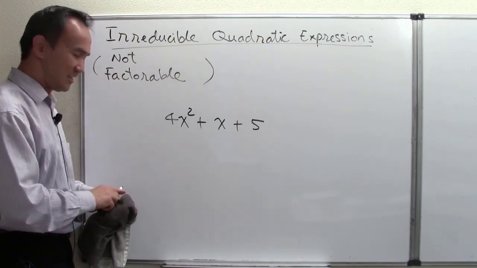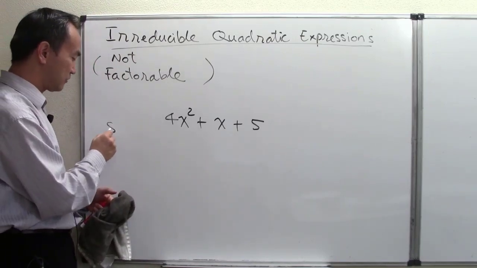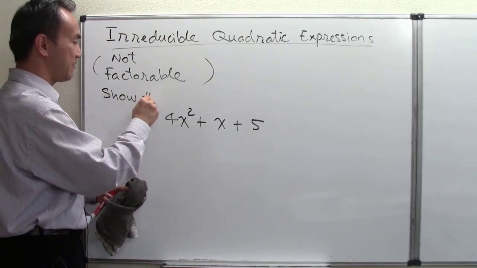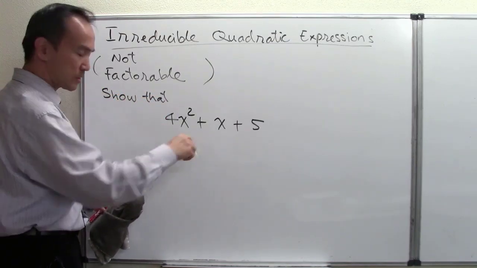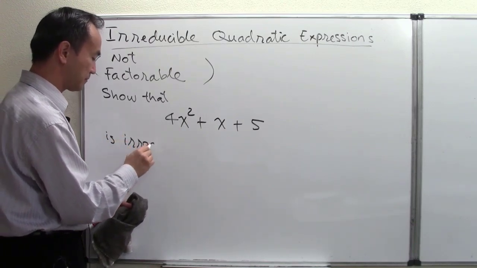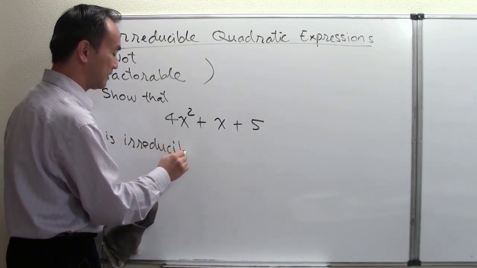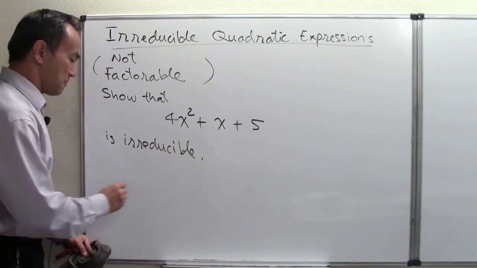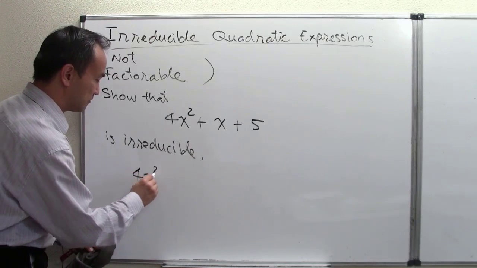The aim here is to show, after we've done a few attempts, that this quadratic expression here is irreducible. That's formally how to put it as the instruction of the problem right here.